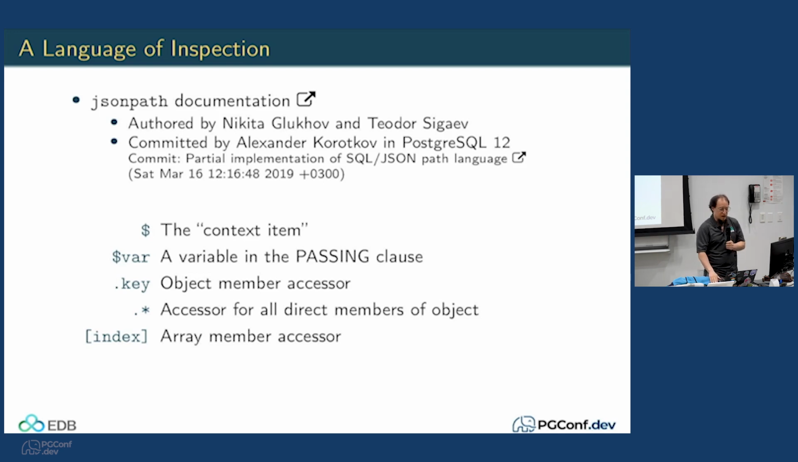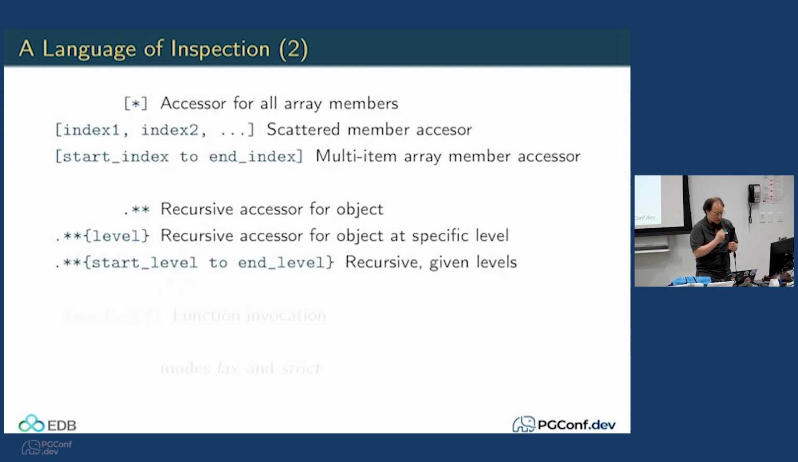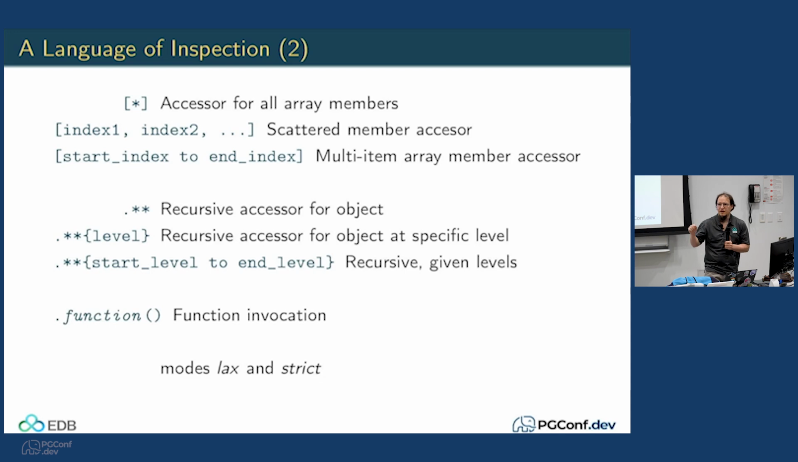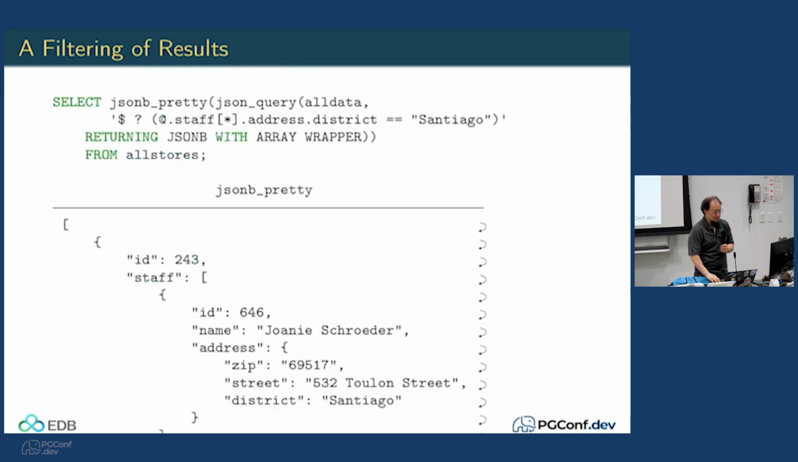So essentially, JSON path is a string that has funny accessors. So dollar says the context item, which means the whole document that you're talking about. .var is a variable in the passing clause, and .key, .star, and array accessors, and so on. But one interesting thing that you can do is that you have .function parens, which executes a function from the JSON object that you are referring to.